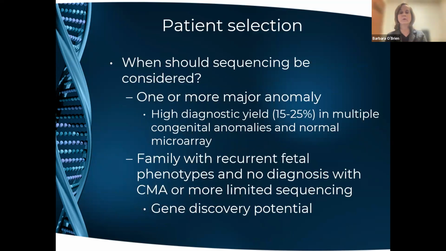Okay, so when should we be ordering whole exome sequencing? ACOG and SMFM say that we should consider it in patients or fetuses who have one or more major anomalies. We have the highest diagnostic yield, anywhere between 15 to 25%, in fetuses with multiple congenital anomalies and a normal microarray. You should also consider it in families who have recurrent fetal phenotypes and no diagnosis, who have a normal microarray. And that's really gene discovery at that point.